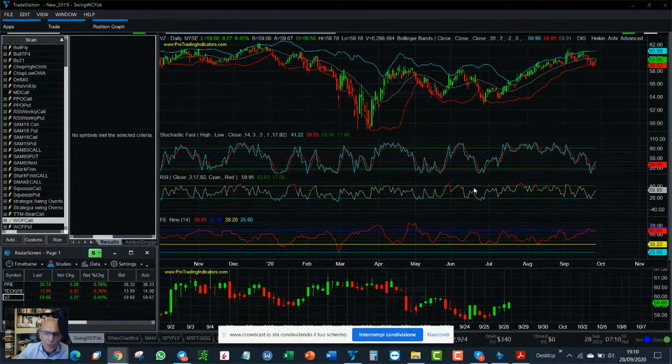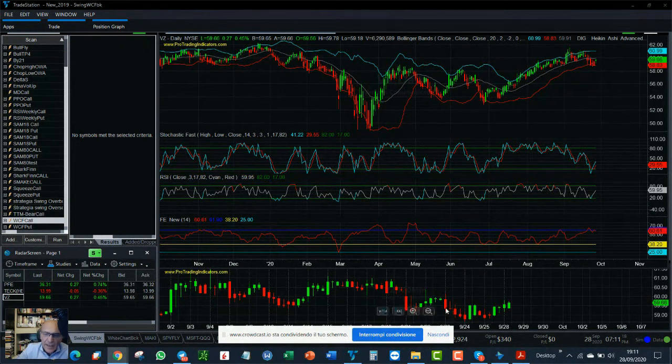We also have another indicator, which is the FE new. It's a custom indicator, a fractal that we use to see the strength the trend has at that moment.